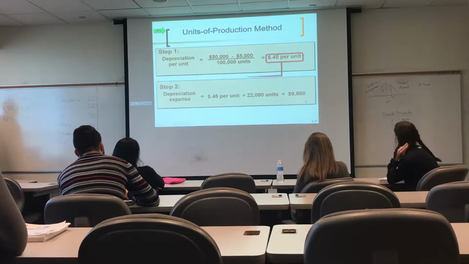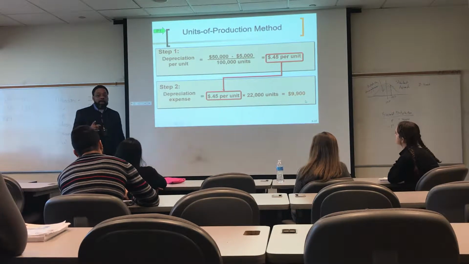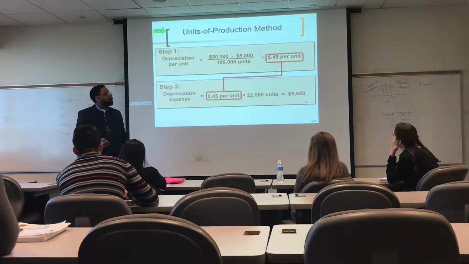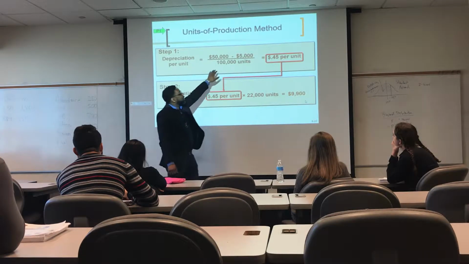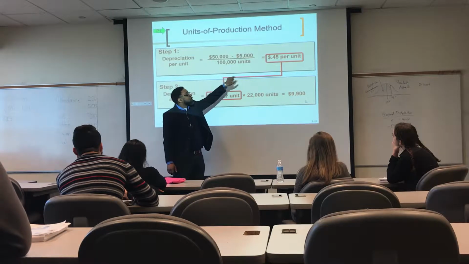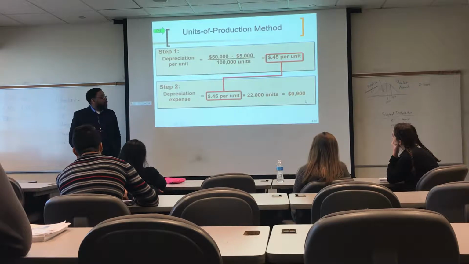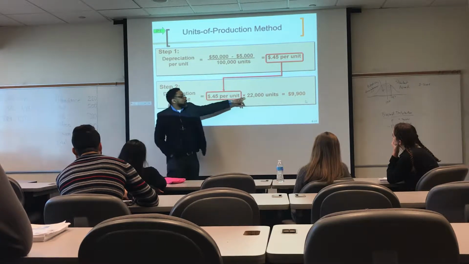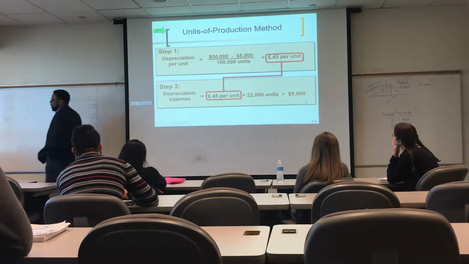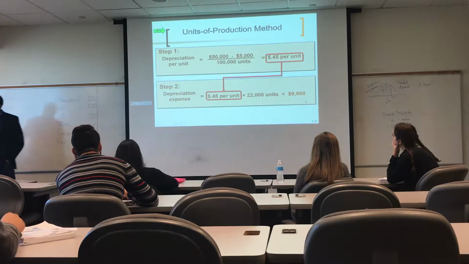So first off, we're going to find out the depreciation per unit. We take the 50,000 minus $5,000, the cost minus the salvage value. You get $45,000. Divide that by the 100,000 units they estimate the machine can make. We get depreciation of 45 cents per unit. So in the first year, if they created 22,000 units, you just multiply that by the 45 cents per unit and you get $9,900. That will be your depreciation expense for 2013.